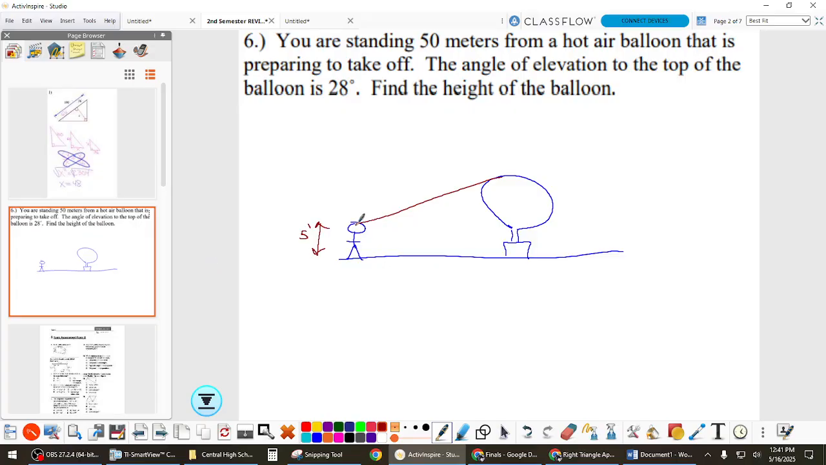So let's work this problem with that 5 feet, and you'll see your answer pop up here, what I'm labeling H. But we'll add our 5 feet to get the total height of the thing. Okay? Alright, so angle of elevation is 28 degrees. It goes there with the horizontal, and it says that we're 50 meters from the balloon.